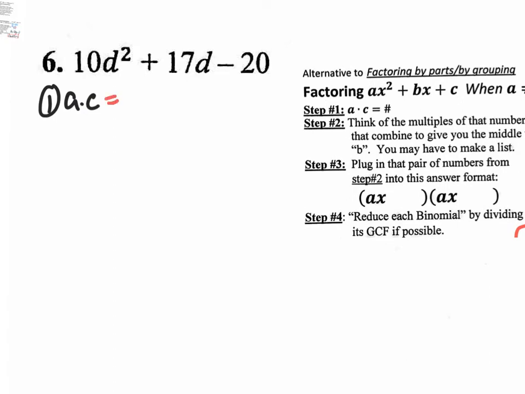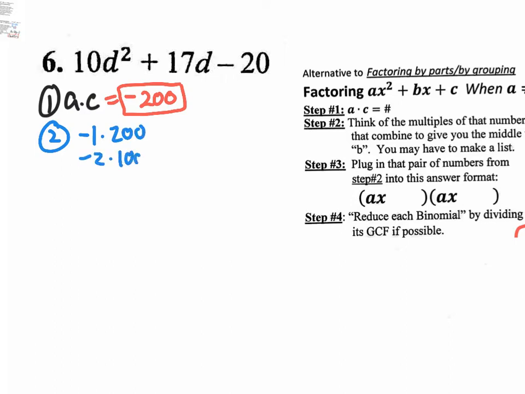10 times negative 20 is negative 200. Okay, that's huge. But that's okay, you guys could use calculators. Step 2, think of the multiples of negative 200. So I'm going to start with negative 1 times 200. Negative 2 times 100. Negative 3 times, it doesn't work. Negative 4 times 50. By the way, if you don't know these off the top of your head, get a calculator and take the 200 and divide it by 4. And you'll see that the answer is 50.